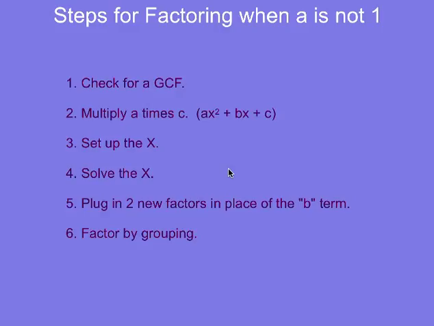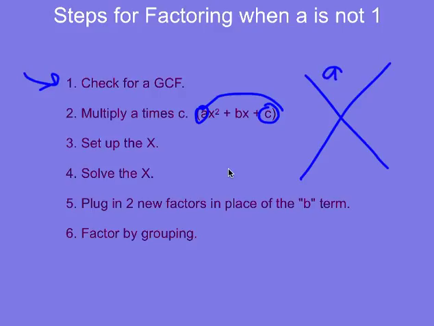So let's take a look at our steps for factoring when a is not equal to 1. So first thing you need to do is check for a greatest common factor. You really want to make sure you do that first because it makes things a lot easier if you take out the GCF, so then you deal with smaller numbers. Then you're going to multiply a times c. So you're going to take the first and multiply it times the last. Okay, so a times c. All right, then you're going to set up the x. So the x is going to look like this.